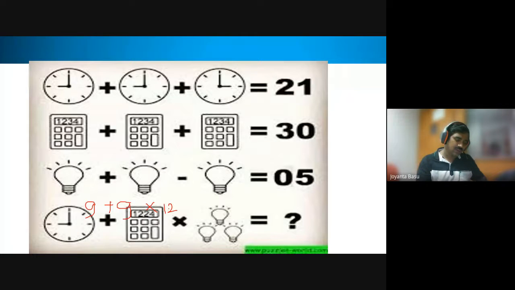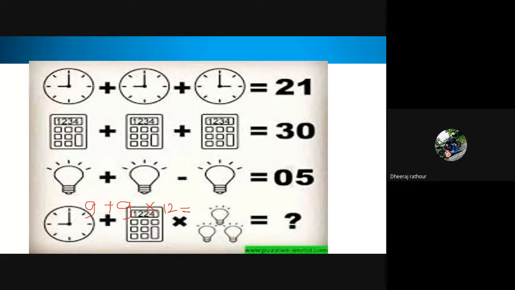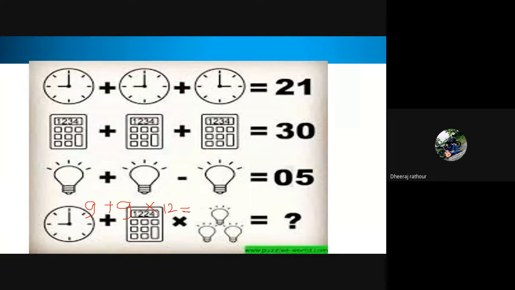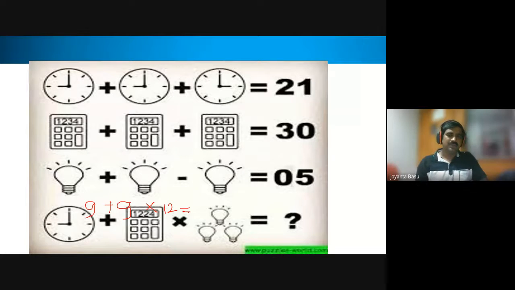285. How? I mean, how can we reach 285? 9 plus 9, 18. 18 multiply by 15. Oh, that is not 15. Sorry, sir. This is actually 12. 1, 2, 3, 4. 117, sir. 117 is another answer. One answer is 216. So both are 9 plus 9 into 12.